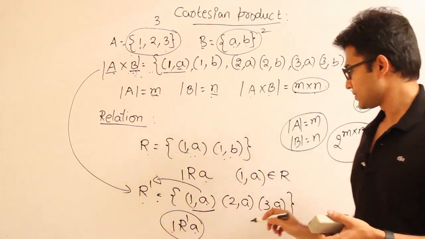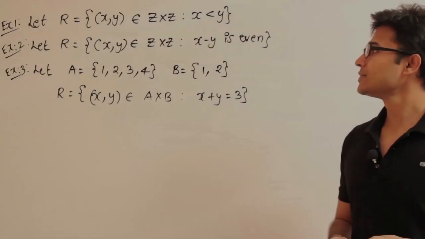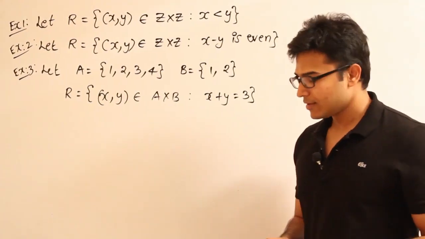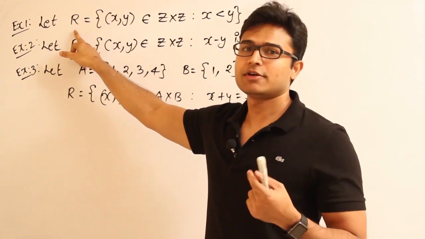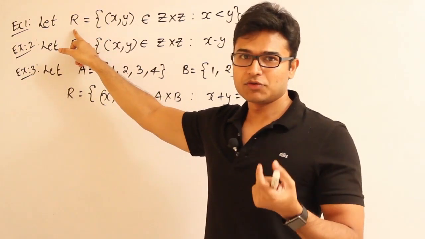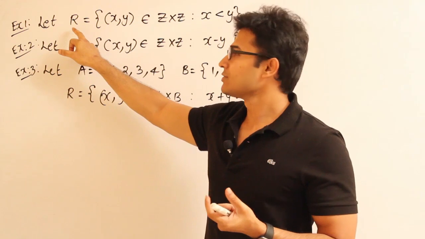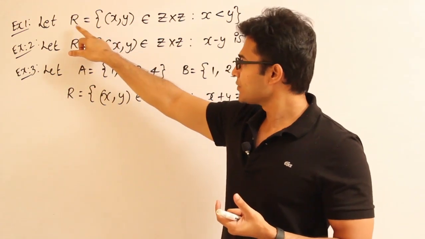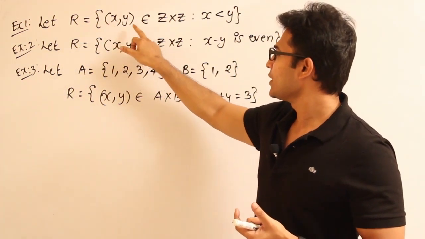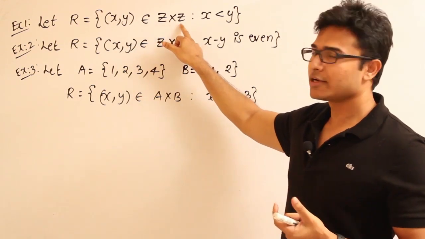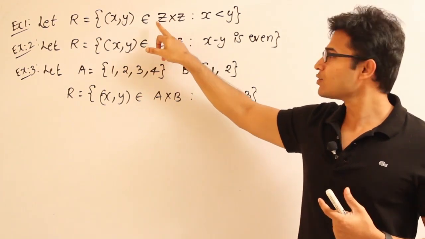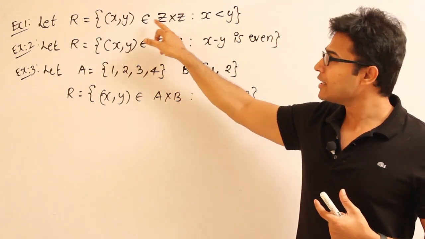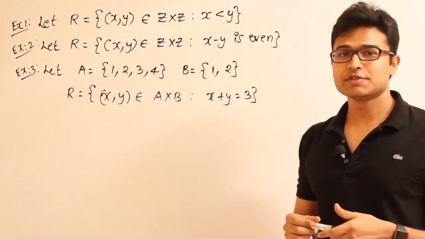Okay, fine. Now let's see some examples of relations. We can form a relation like this. Let capital R be the name given to this relation. So capital R is a relation in such a way that capital R equals (x, y) belongs to Z cross Z. So what does it mean? Z is nothing but the set of all integers. So we are taking a relation which is a subset of Z cross Z.